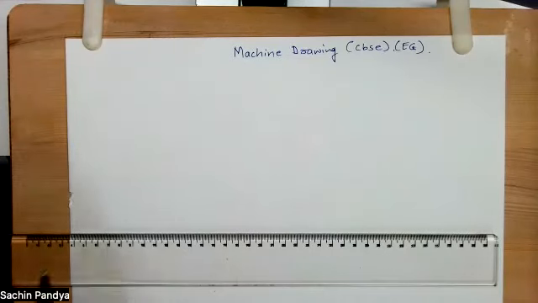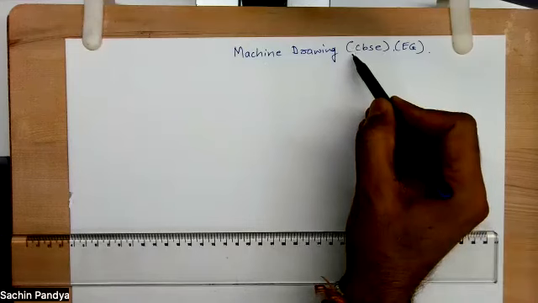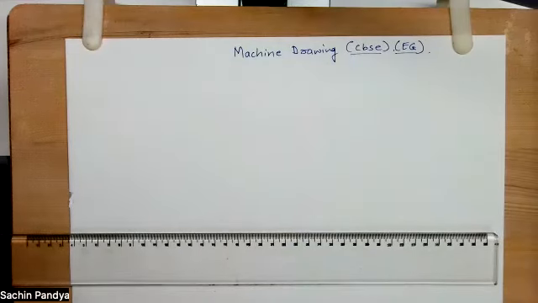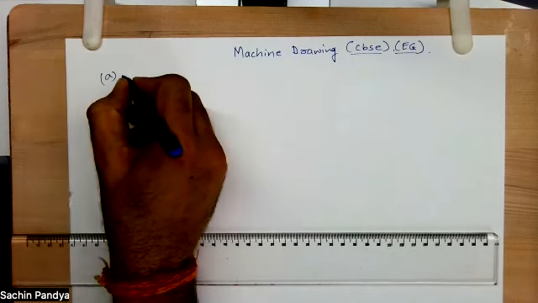So today we are going to learn machine drawing for the CBSE engineering graphics portion. First, what we need to learn? We need to learn thread profiles, right? Thread profiles: one type is the triangular thread profile, which is the triangular thread or V thread. And the second one is the square thread.